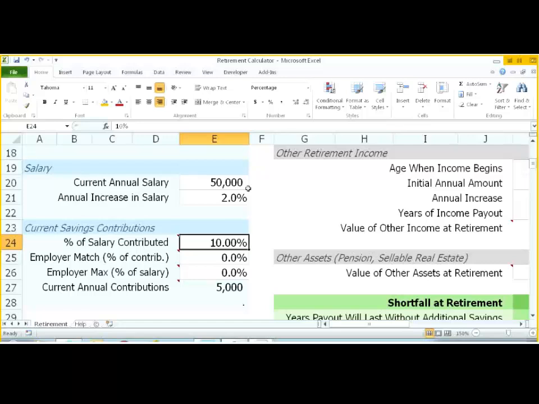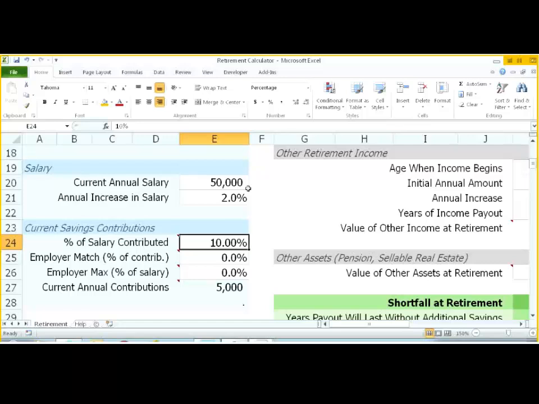Okay, then here's where you put your money in. So you're saving money. Their default is 10% of your salary. Now, we'll talk more about 401ks and other investment options, but a lot of companies will match your contributions up to a certain percent of your salary.